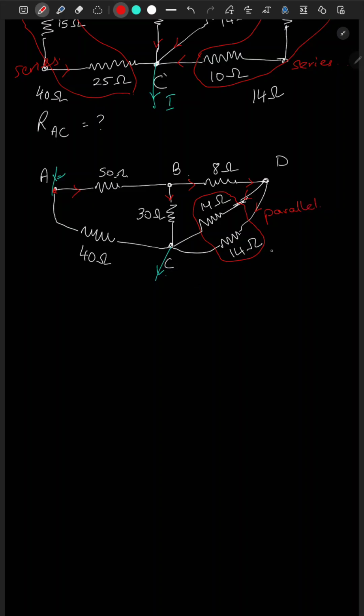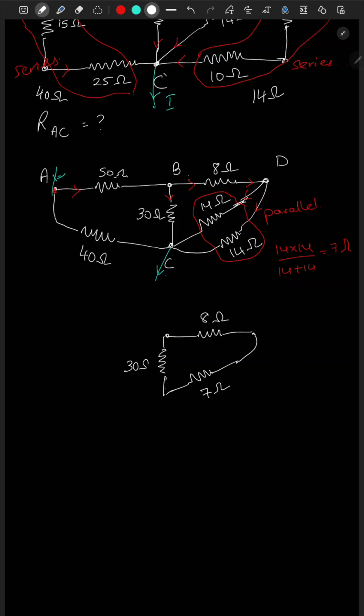So we can reduce this. So in parallel we have 14 multiplied by 14 divided by 14 plus 14, you will get 7 ohm over here. So let's reduce the circuit. So 8. So this has been reduced to 7. We have 30. Here again have 50. Here we have 40. And this is junction C.